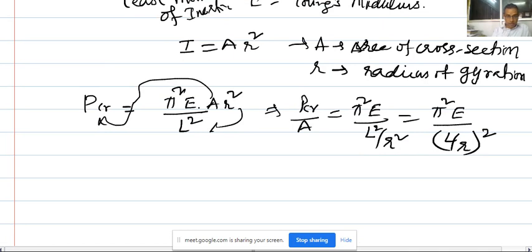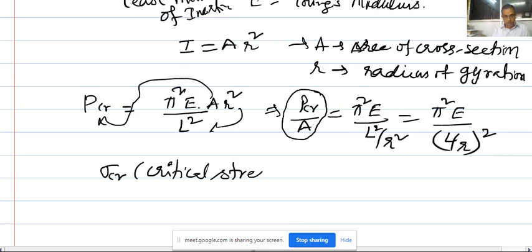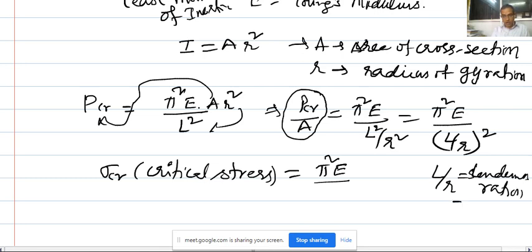Now, look at here, the PCR by A, this is critical load by cross section area of the column, right. This is sigma CR, critical stress, very important. The critical stress is nothing but pi square E by L by R, which is nothing but my slenderness ratio. Slenderness ratio generally we denote by lambda. So, it is lambda square, very very important, please understand.